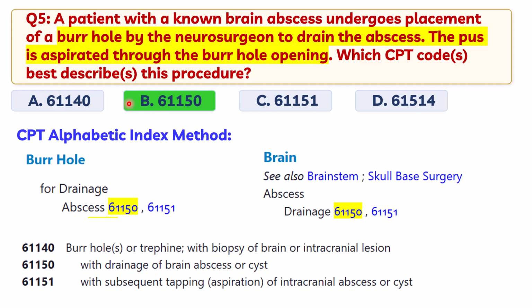So if you want to find the answer using the CPT alphabetic index, you can use several methods. One method is you can use the procedure. This is the Burr hole method. So use Burr hole, then go for the subterm drainage, then for the subterm abscess. It will lead you to the codes 61150 and 61151. Again, come back to the tabular list and confirm the answer. Or else you can go by the organs. So first go to the brain, then go for the subterm abscess, then go for the subterm drainage. Again, it will lead you to the same code series. Again, come back to the tabular list and confirm. Once you confirm the answer, the correct answer will be answer B.